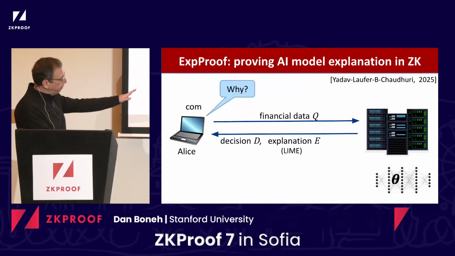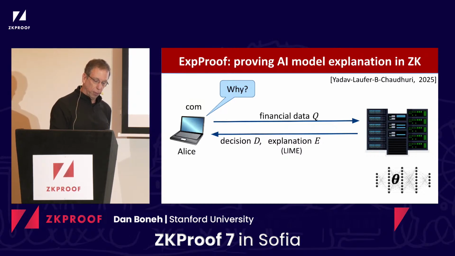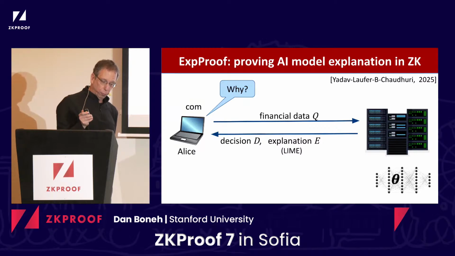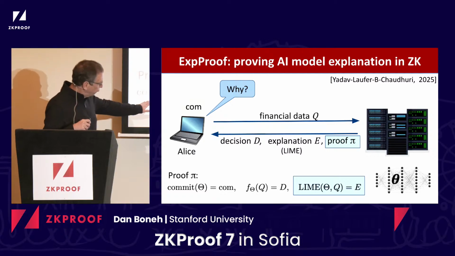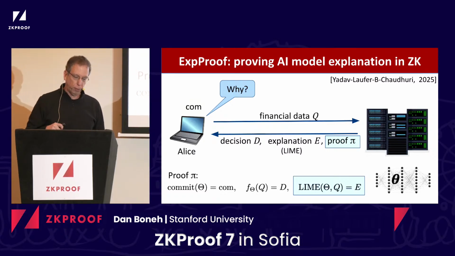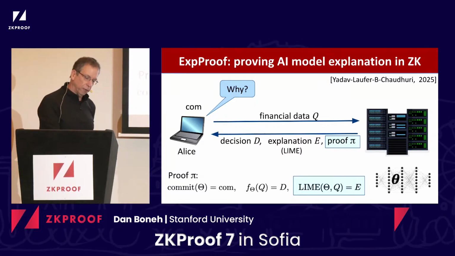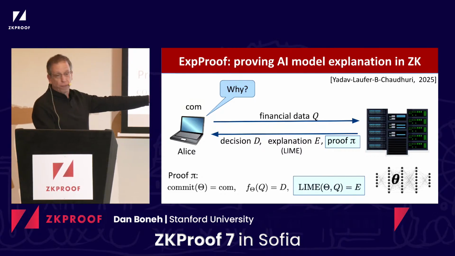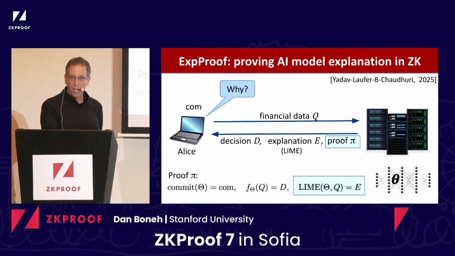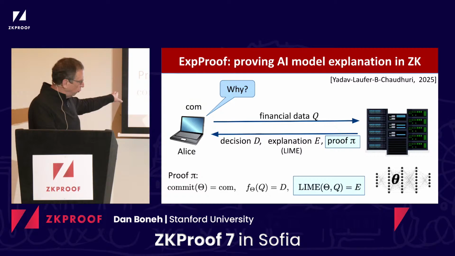So what would happen here is basically the bank would commit to their model. You can see that Alice has a commitment to the model theta. And then what this proof system does is it provides a proof to the user. The proof proves that, first of all, the commitment is really a commitment to the parameters theta of the model. It shows that the decision really is the result of applying the model to the query that Alice sent. And the important part is that the explanation you received is, in fact, a LIME explanation for the query Q using the parameters theta. Does that make sense?